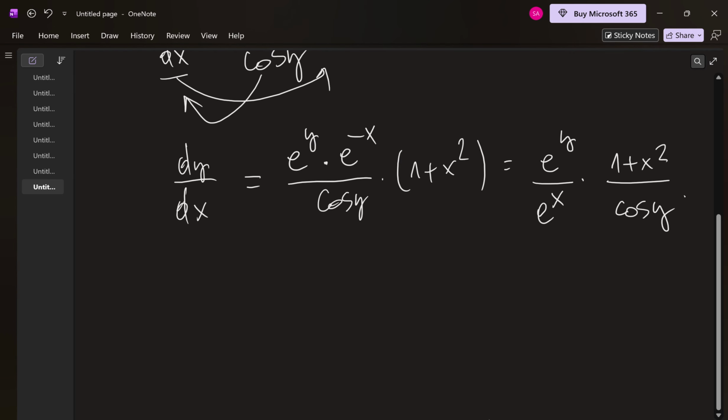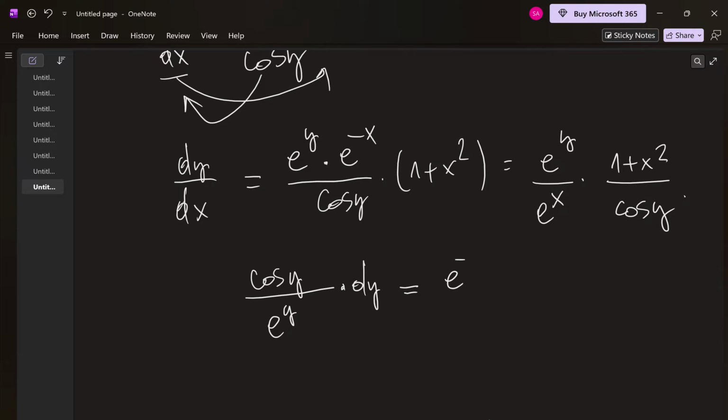Now we multiply by cos y and divide by exponential y. So this is equal to cos y over exponential y times dy equal to exponential minus x times 1 plus x squared times dx. Is this clear?